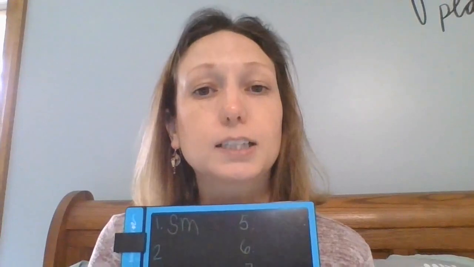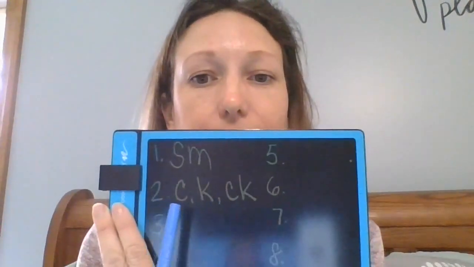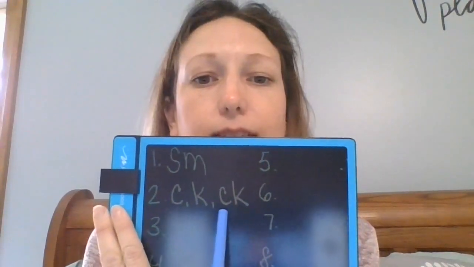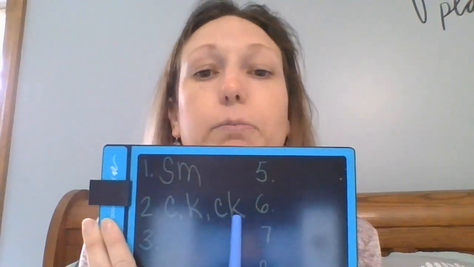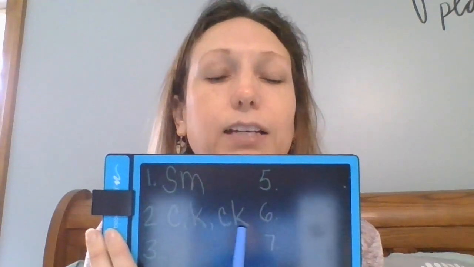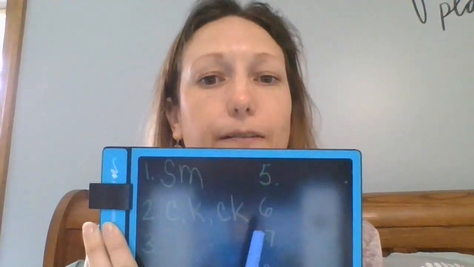Number 2, 3 ways to write K. We now know 3 ways to write K. Okay, what 3 ways do we have to write K? We have C, we have K, and we have CK together. Remember, we learned last time CK, we use long spelling right after short vowel. That's when we use our CK.